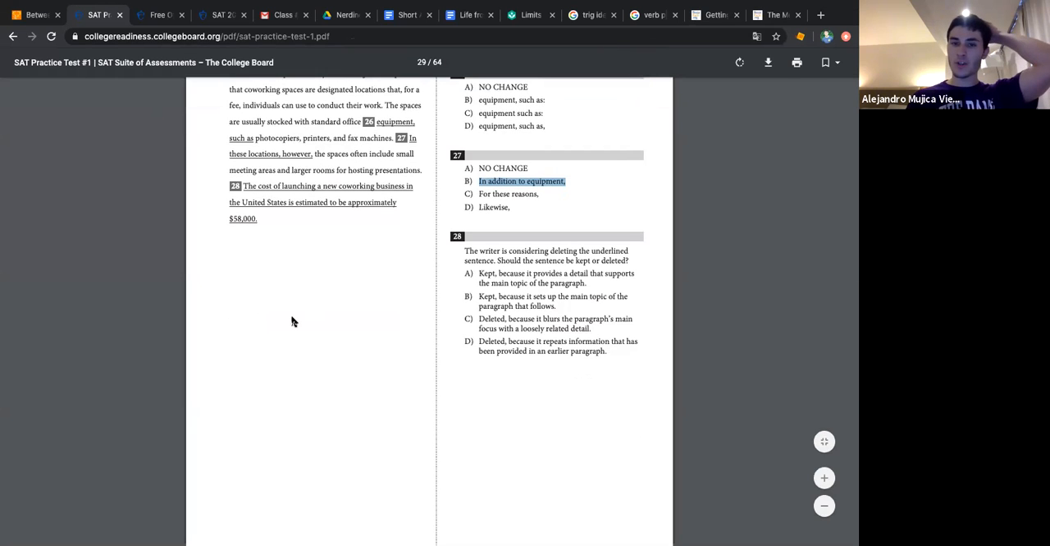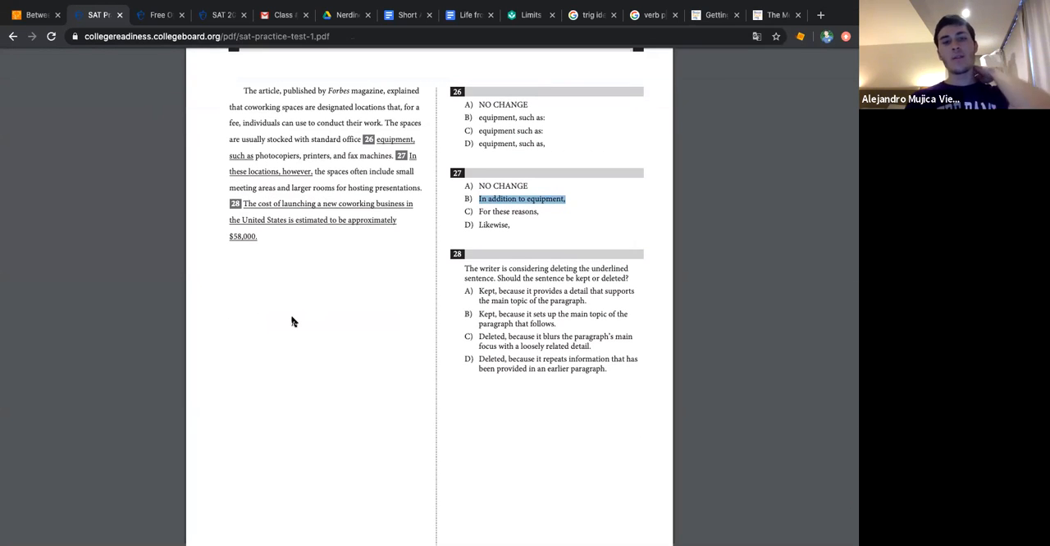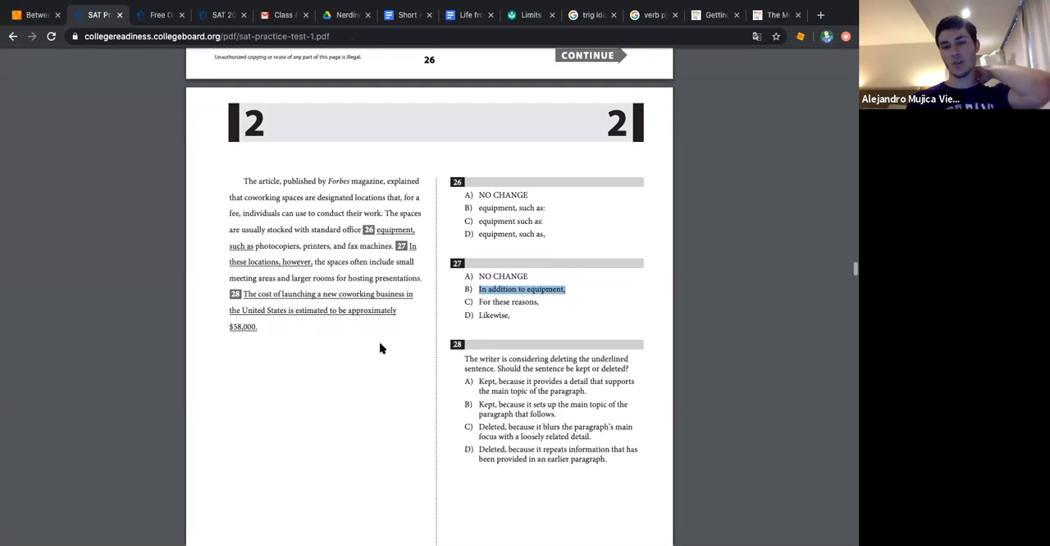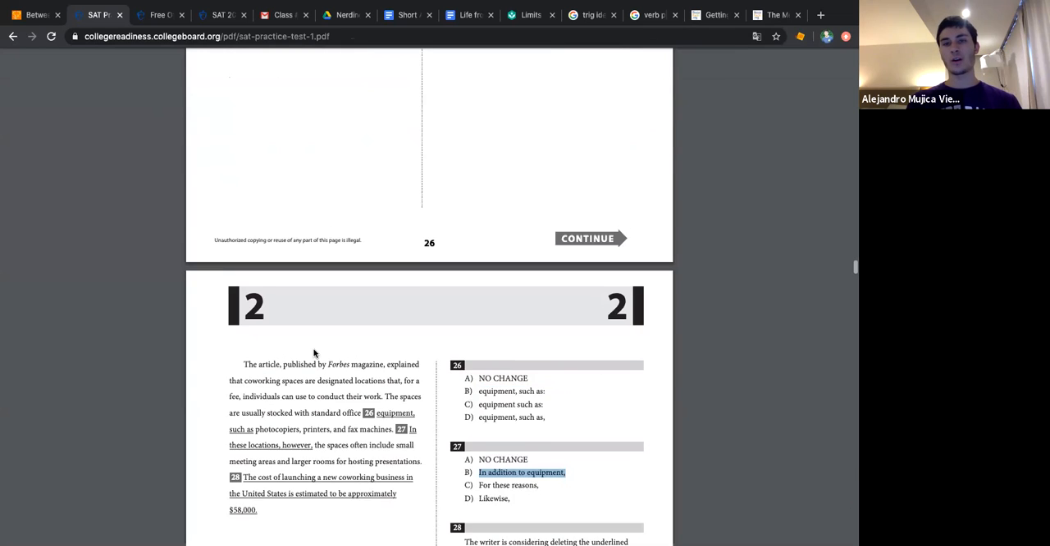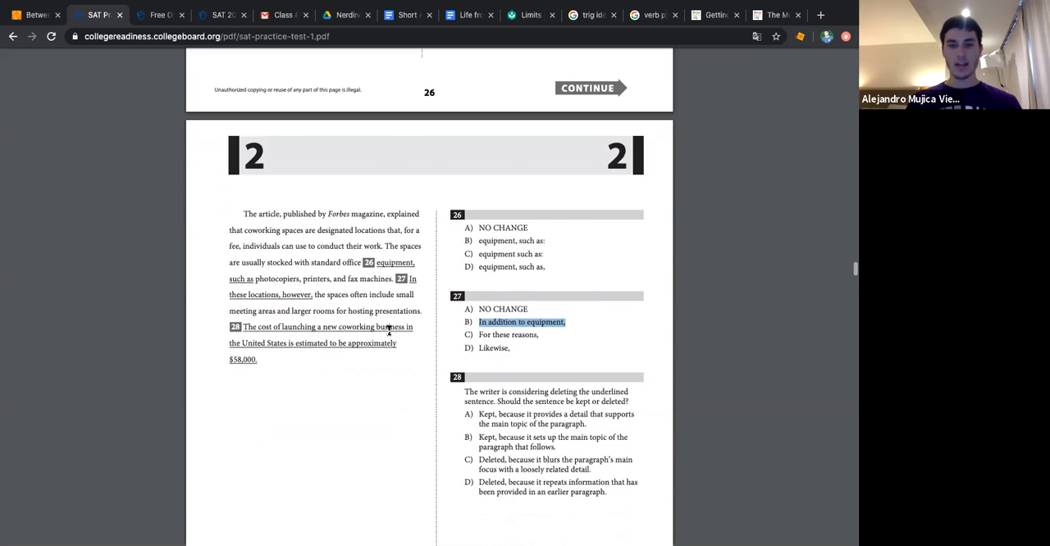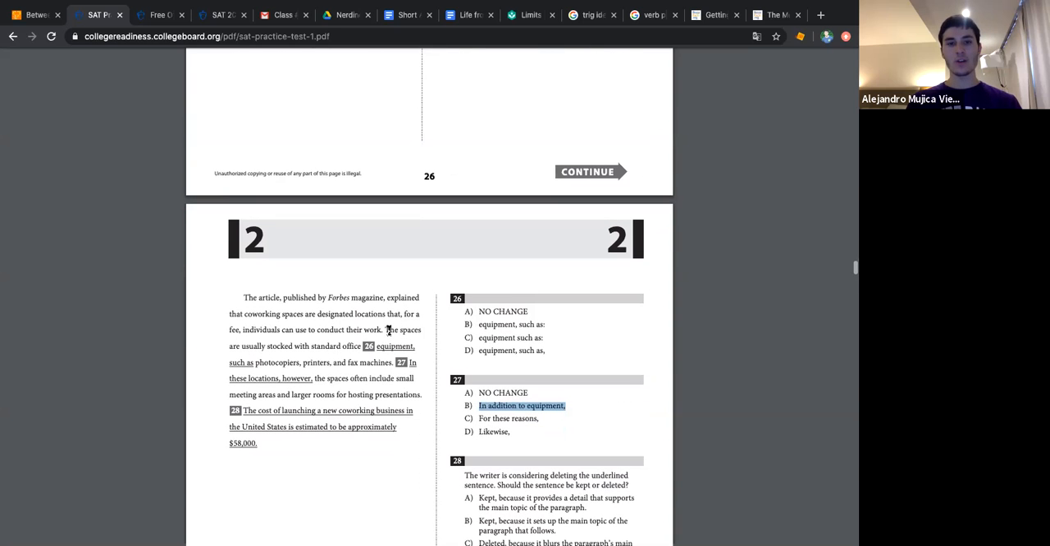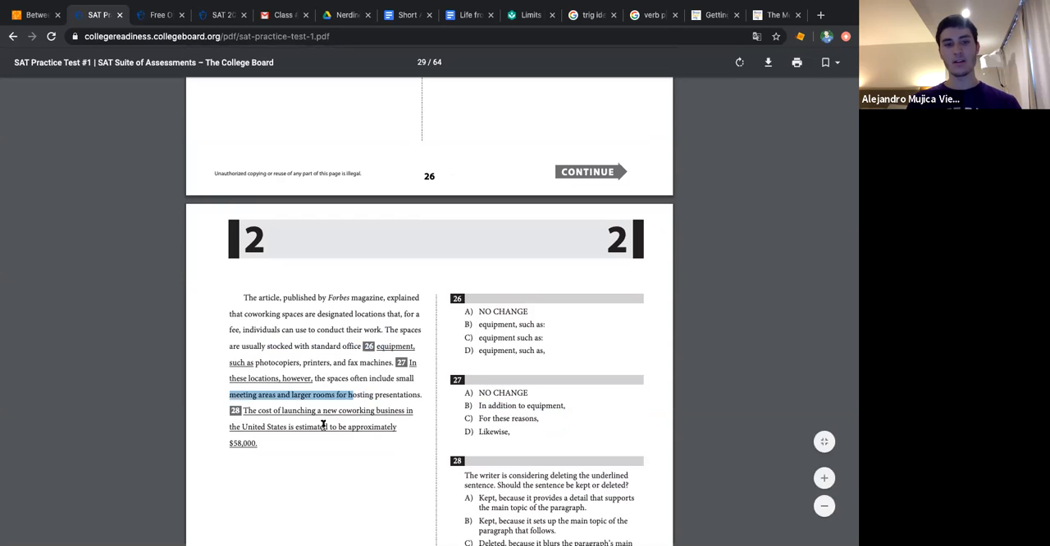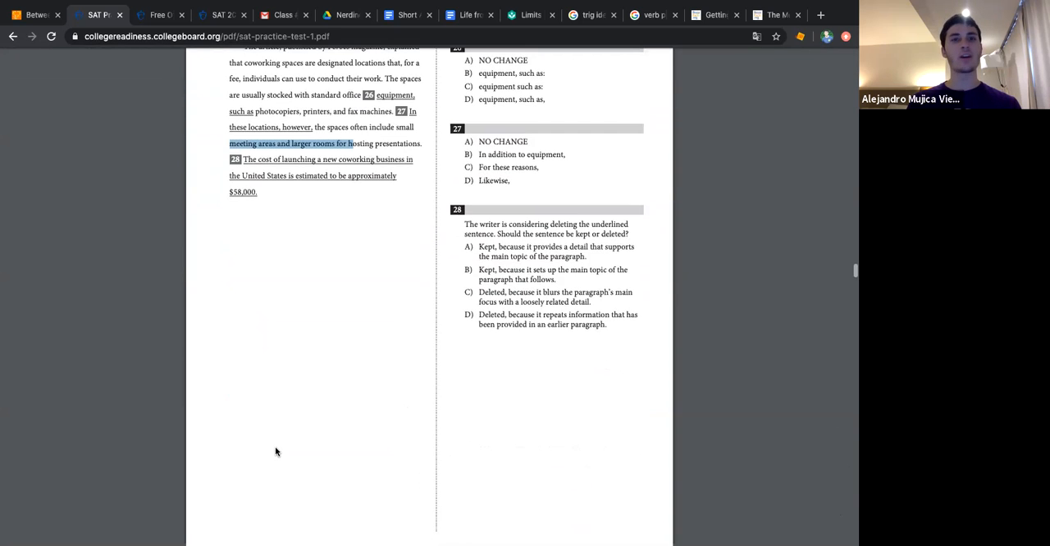Okay, number 28. The cost of launching a new co-working business in the United States is estimated to be approximately $58,000. The writer is considering deleting the underlined sentence. Should the sentence be kept or deleted? For this, we look at what comes before and what comes after. The main article explains that co-working spaces have this, they have that, and the cost of launching a new co-working business is such and such. Doesn't make a lot of sense, but let's look at what comes after.